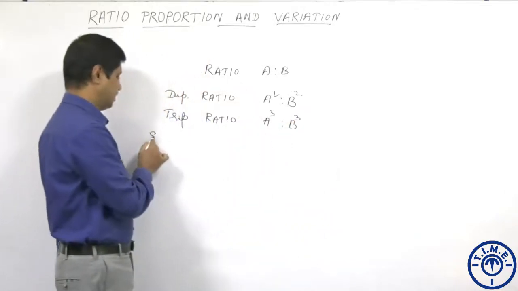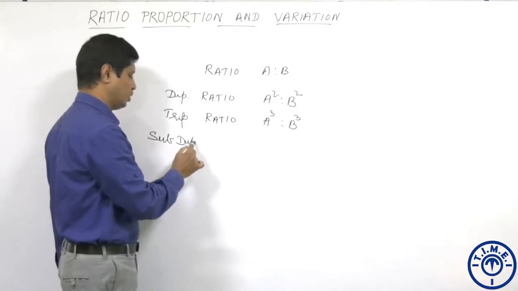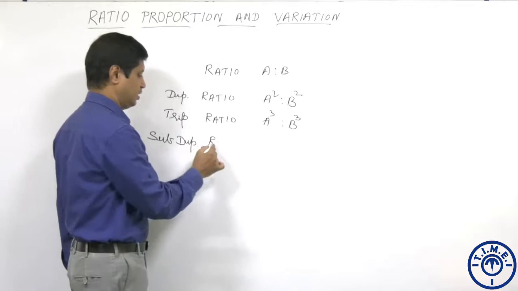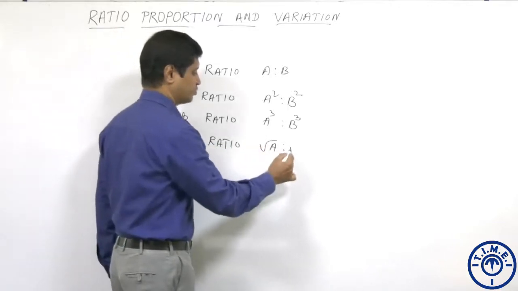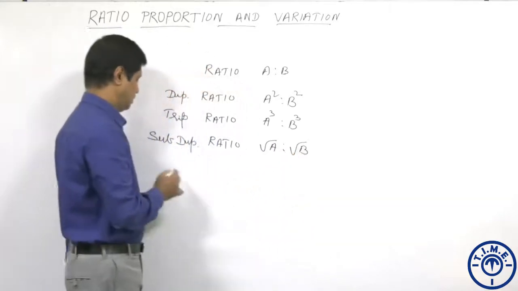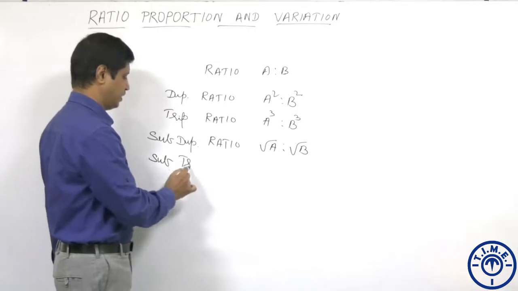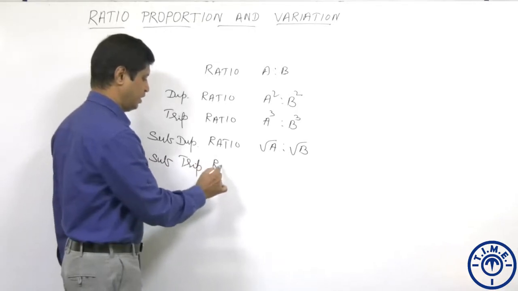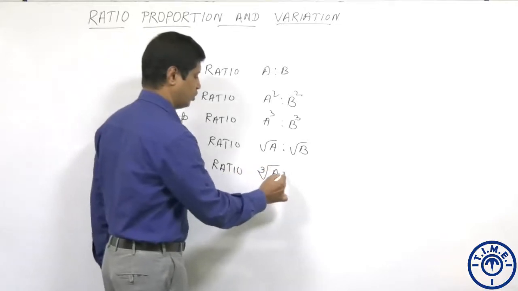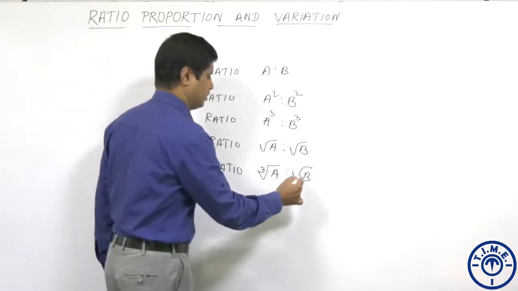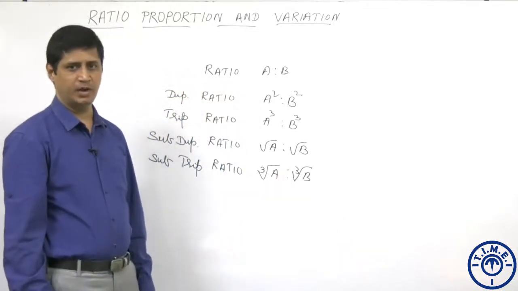In the same way, a sub-duplicate ratio of A is to B means square root of A and square root of B. In the same way, a sub-triplicate ratio of A is to B is cube root of A and cube root of B. Now these are the duplicate, sub-duplicate, triplicate and sub-triplicate ratios.